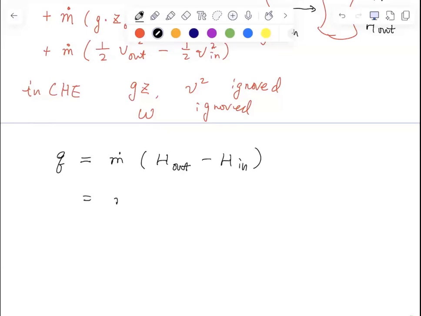Or if we use the heat capacity, or the specific heat, to calculate the enthalpy, then that will allow us to correlate the heat transfer rate Q with the temperature of the flow at the inlet and the outlet. All right.